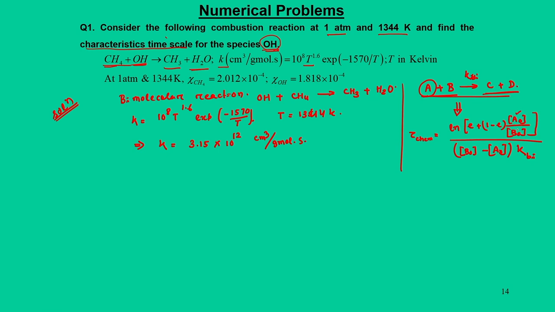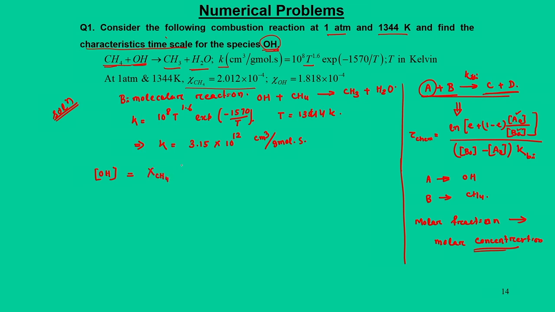We require initial concentrations A0 and B0. Now, let us see in our case what is A. In our case A stands for OH, B stands for CH4, and we need to find their concentrations. We have been given the molar fractions, so the molar fraction needs to be converted to molar concentration. For this we require the information about the pressure and temperature. So, if I write that conversion, concentration is molar fraction X times pressure divided by R bar T.